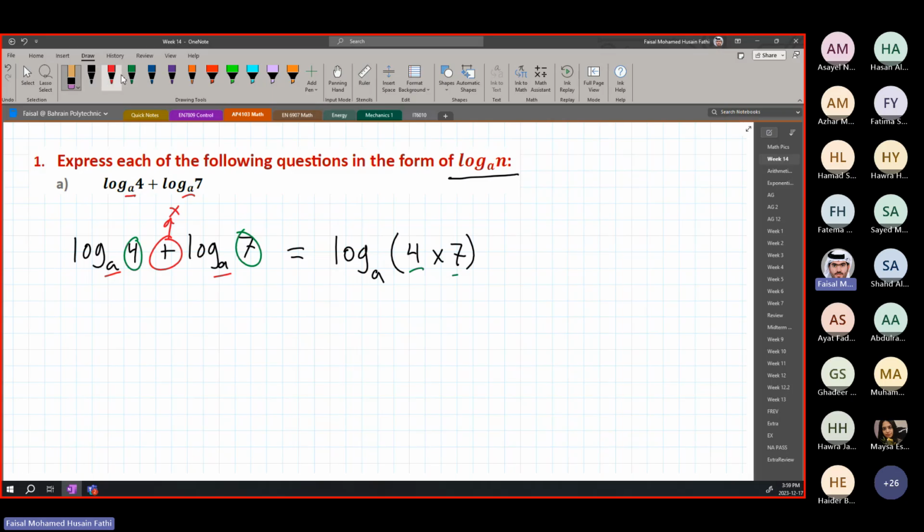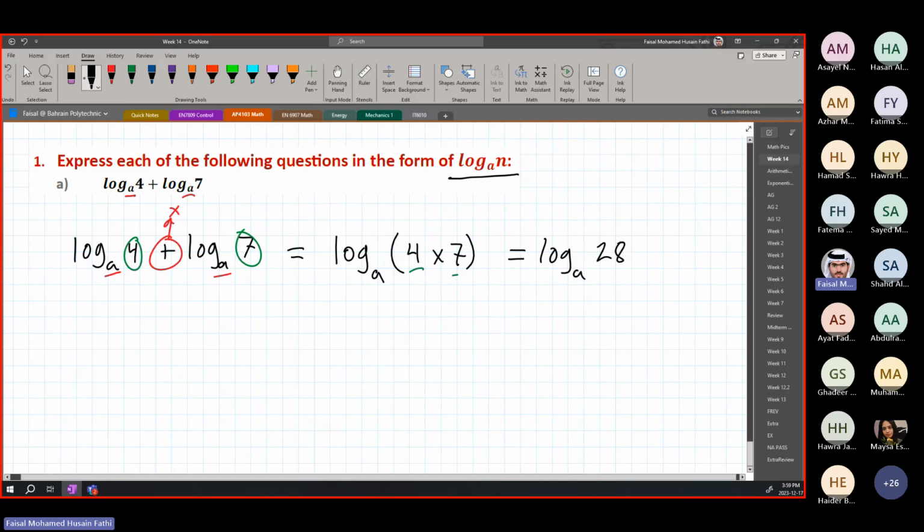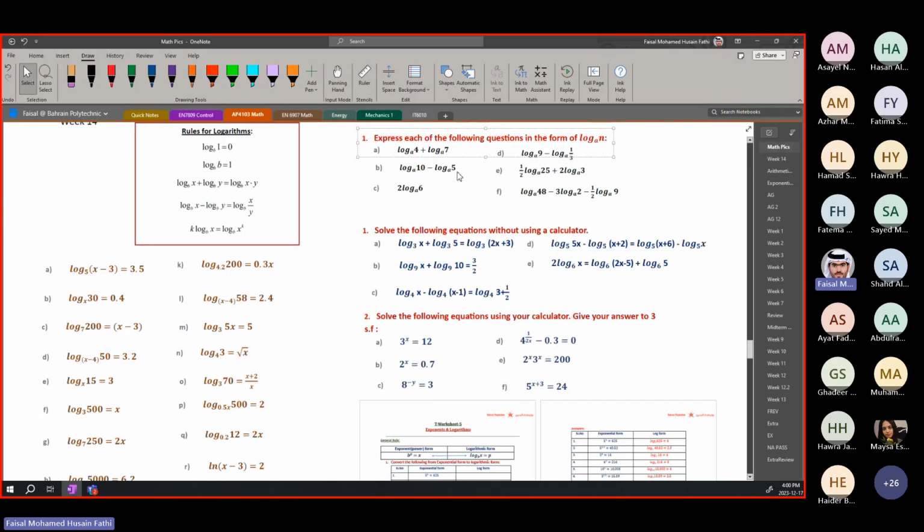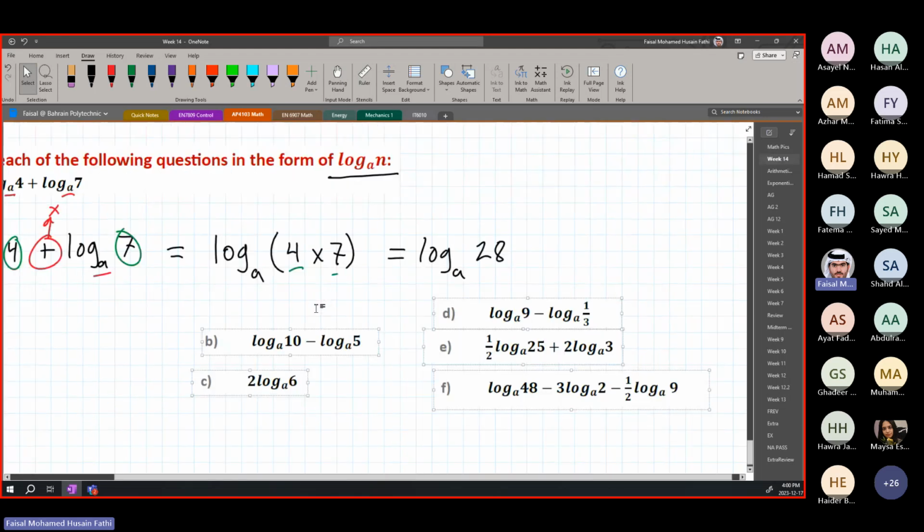4 times 7. So this is equal to log base a of 28. That's it, the topic is done. That's the form, a to the n. Same exact thing with the rest. Exact same concept. Let's just bring them all here from now.